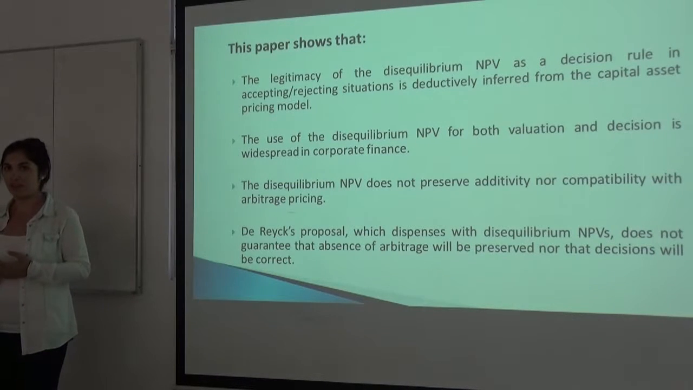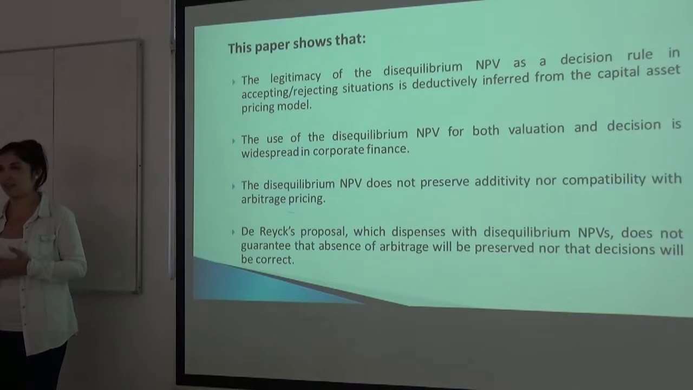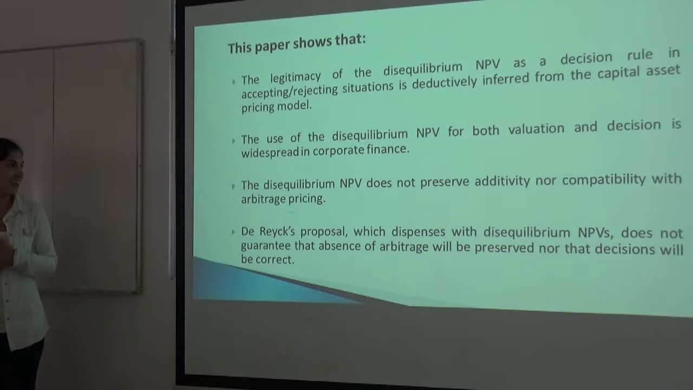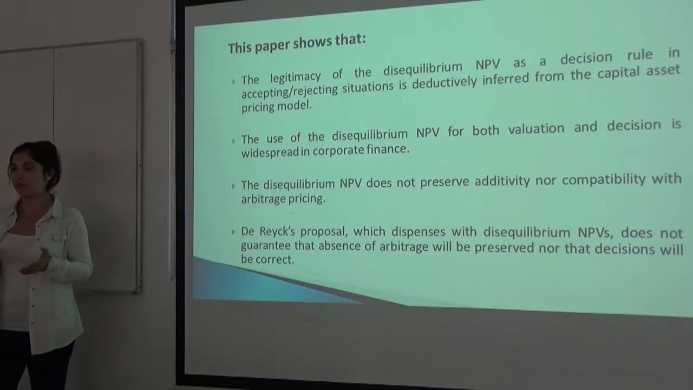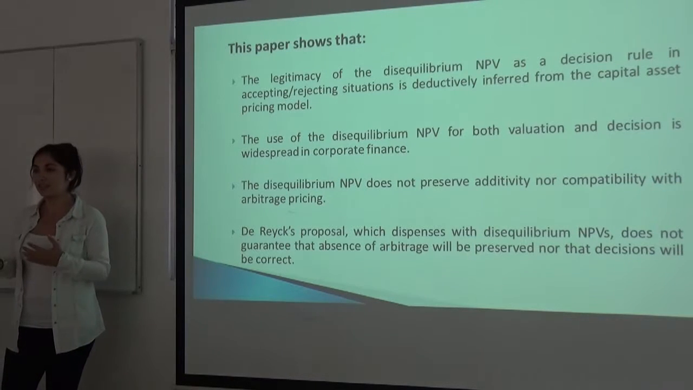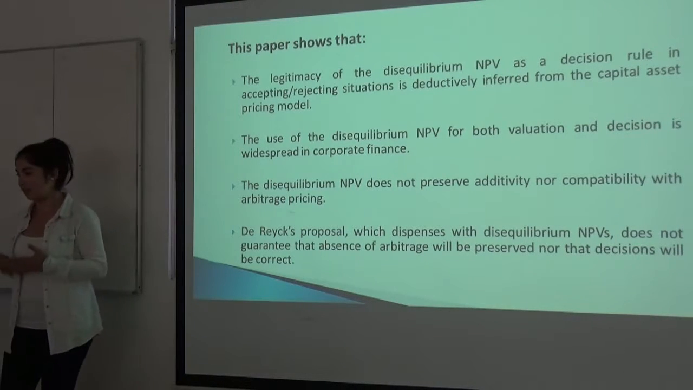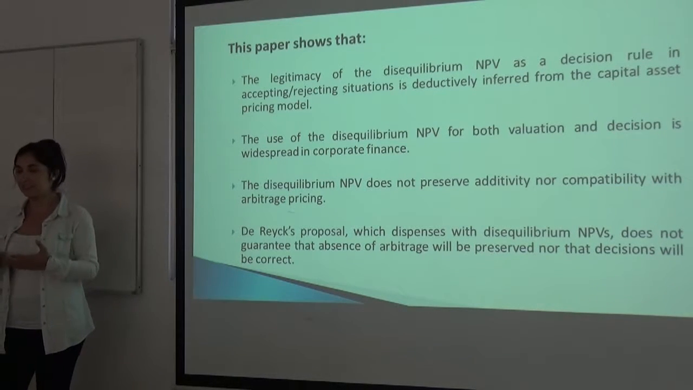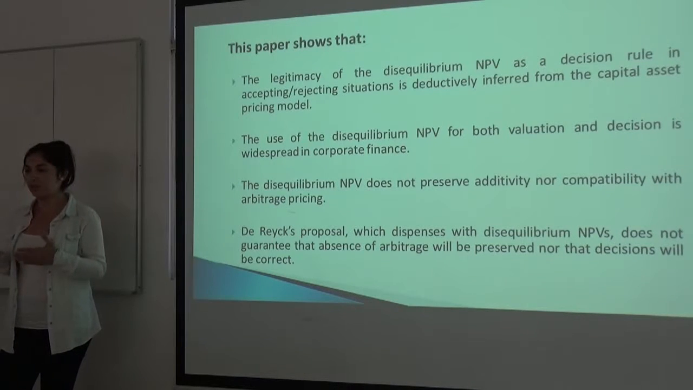B, the use of the DNPV for both decision and valuation is widespread in corporate finance. C, the DNPV doesn't preserve additivity nor compatibility with arbitrage price. And D, the right proposal is to dispense with the DNPV, which doesn't guarantee that absence of arbitrage will be preserved nor that a decision will be correct.